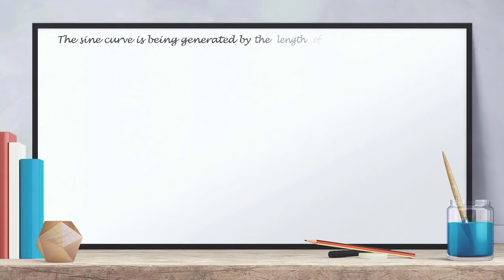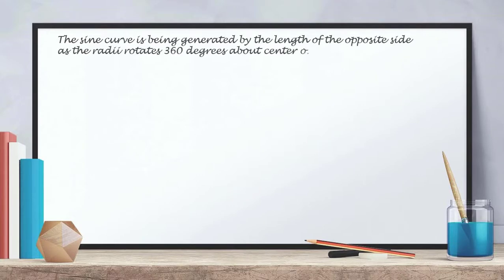The sine curve is being generated by the length of the opposite side as the radius rotates 360 degrees about the center. Watch.